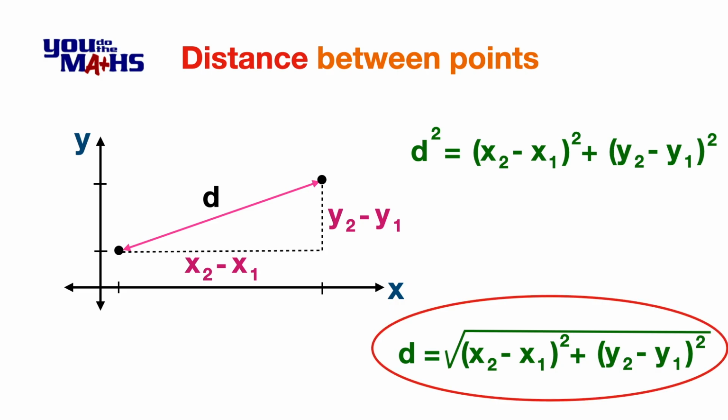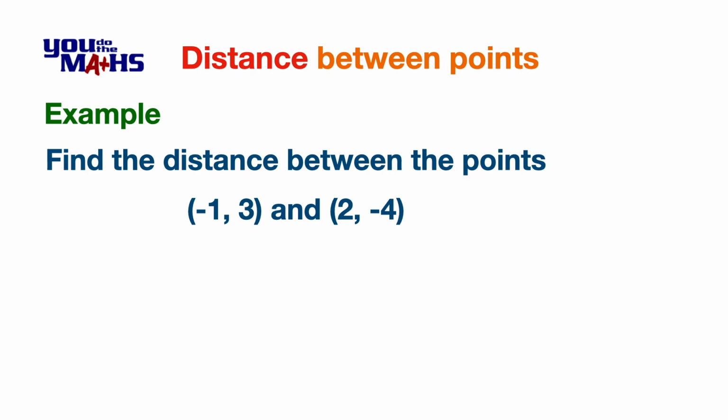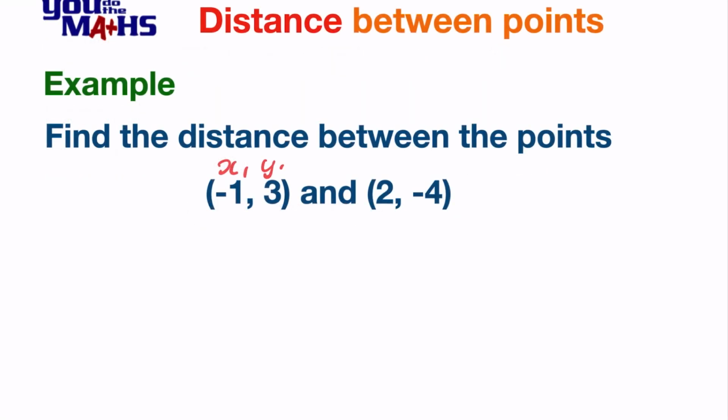Let's have a look at an example where we need to find the distance between the points negative 1, 3 and 2, negative 4. The first thing we should do in a problem like this is label our points x1, y1 and x2, y2. That will allow us to substitute into the formula and make sure that we get the correct values.